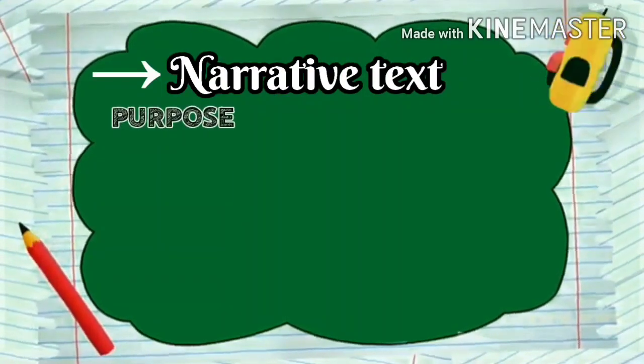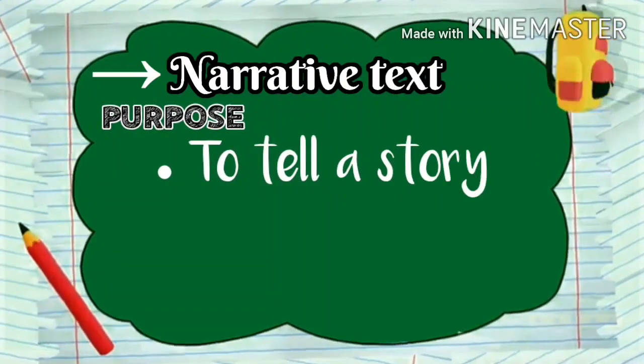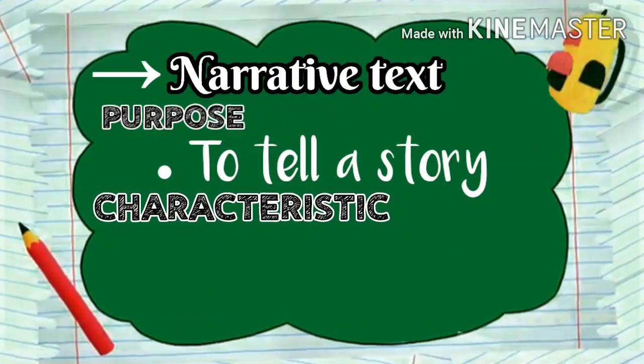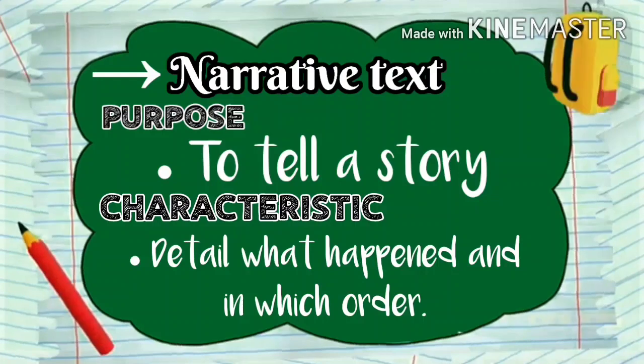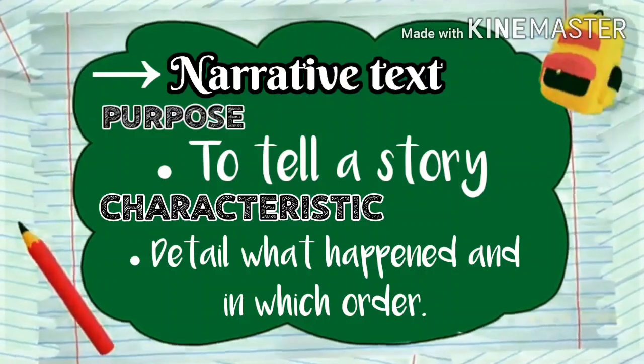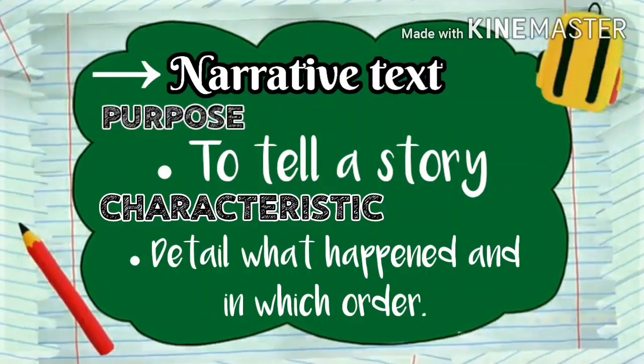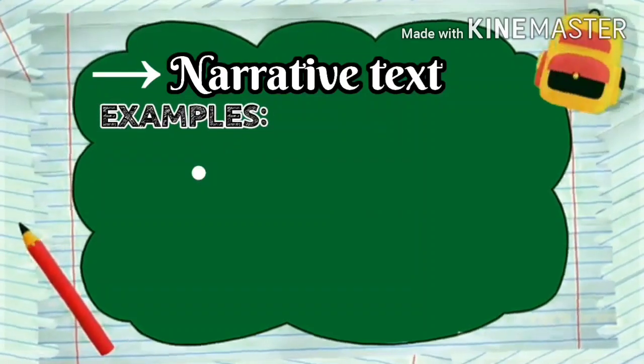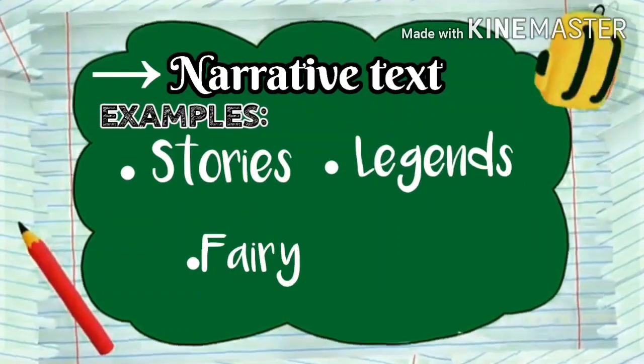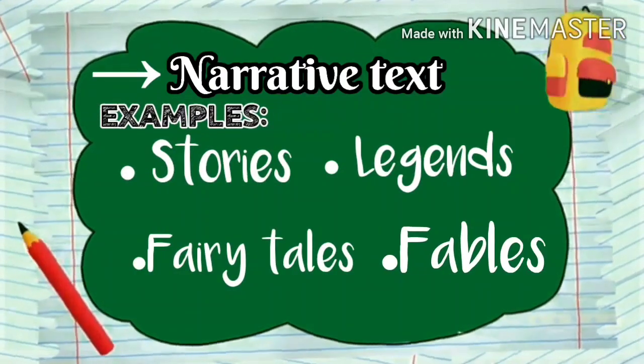First one is the narrative. Narrative text, its purpose is to tell a story. Its characteristic is it gives us details of what happened and in which order it happened. To name a few examples are stories, fairy tales, legends, and fables.